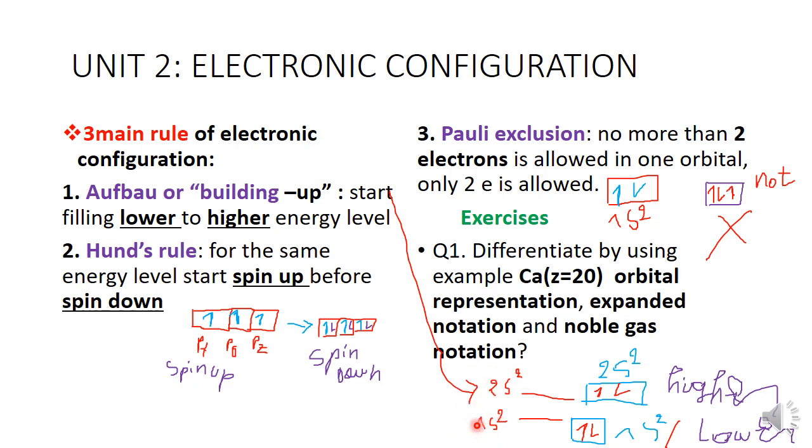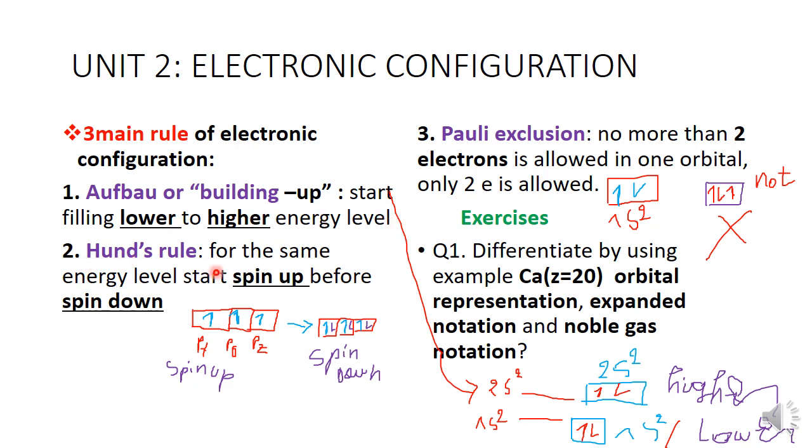For instance, here we have 1s2 and 2s2. This one is at a lower energy level, and this one is at a higher energy level. We start by filling electrons in orbitals, and when we finish filling the lower energy levels we go to the higher energy levels. This is what the Aufbau principle says: filling electrons in orbitals, we start from lower to high energy levels.